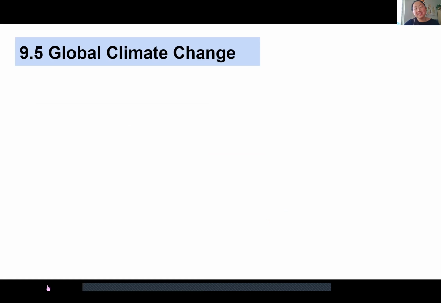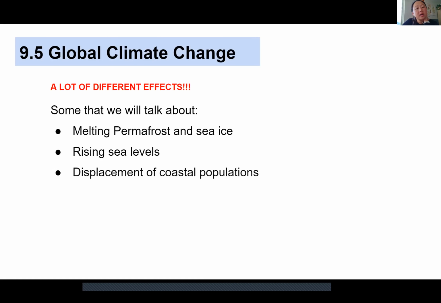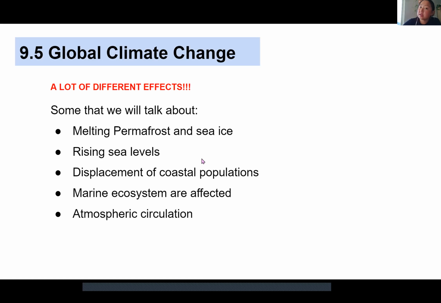Global climate change. This is a wildly vast topic, so there are a lot of different effects. We're going to stick to some things: the melting permafrost and sea ice. We'll talk about rising sea levels, like we mentioned before, the displacement of coastal populations, marine ecosystems that are affected, ocean circulation, and also atmospheric circulation and ocean currents. All right, so we'll touch on those things as a part of global climate change.